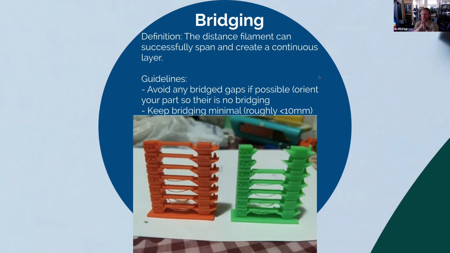So obviously, as you have to span a wider space, the risk of getting these droopy layers or not spanning it at all increases. So avoid any bridge gaps if possible. The way to possibly do that is to orient your part so there is no bridging. Again, choosing the base intentionally, or I guess the face that sits down on the bed, or at least keep bridging minimal.